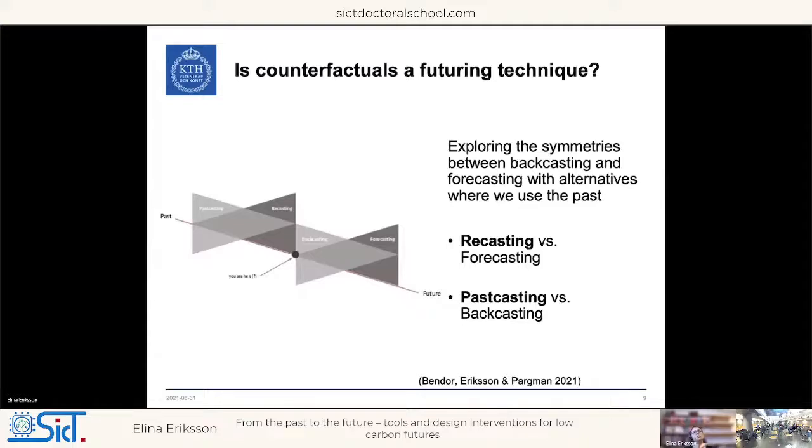So what we're looking into in this paper is whether there is a symmetry between these common futuring techniques called backcasting and forecasting, if we move them backwards in time, so that you do something in past tense, which sounds really weird, doesn't it? But basically they are what if scenarios about the past. So this is a theoretical contribution because we hadn't really done any workshopping or anything else around this.